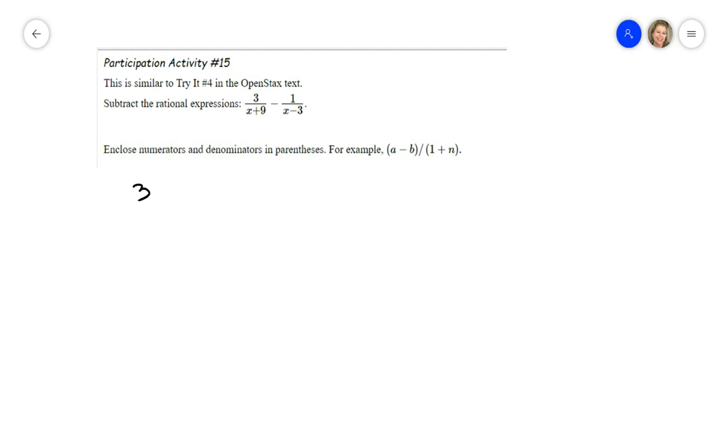All right. You are being asked to subtract two rational expressions, and that's just a fancy way of saying fractions. Let's say I had, what if I had 4/5 minus, I don't know, 1/3, which is nothing but numbers, no variables.